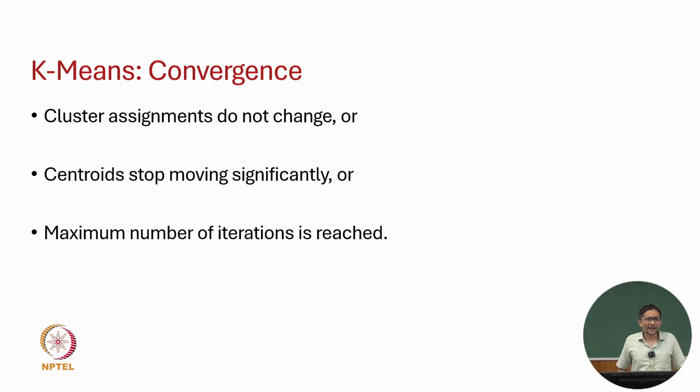Another way of defining convergence is the maximum number of iterations. We say that we will keep on repeating this process for this number of iterations, and once this particular number of iterations has been reached, we say that we have converged, no matter what, even if the previous 2 conditions have not been met.